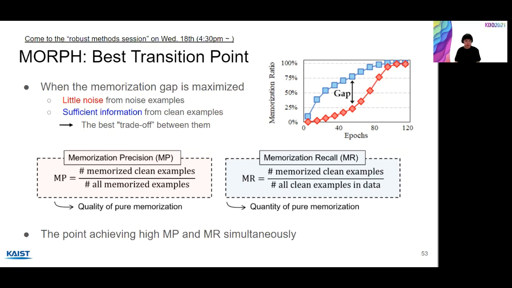The memorization precision is the number of memorized clean examples over all memorized examples. The denominator of MP is all memorized examples, so this is the quality of pure memorization. However, the memorization recall, on the right side, is defined by the number of memorized clean examples over all clean examples in the dataset. Since the denominator is all clean examples in the dataset, the memorization recall indicates the quantity of pure memorization. Therefore, the best transition point is equivalent to the moment that has high memorization precision and recall simultaneously.